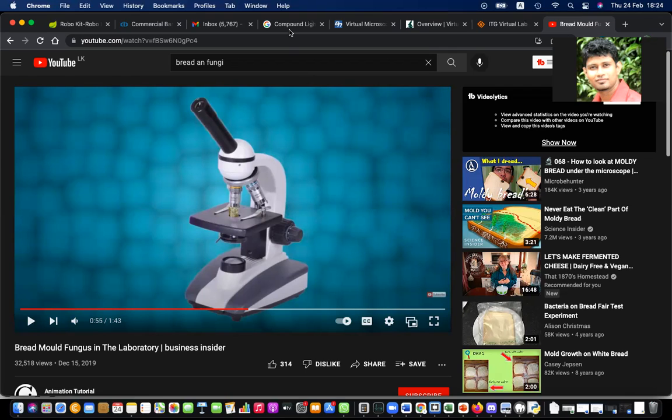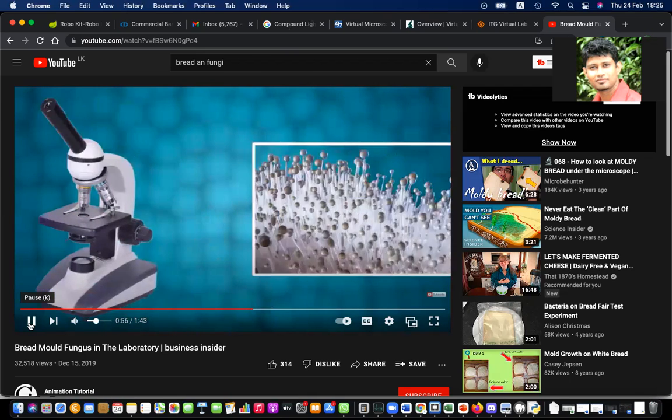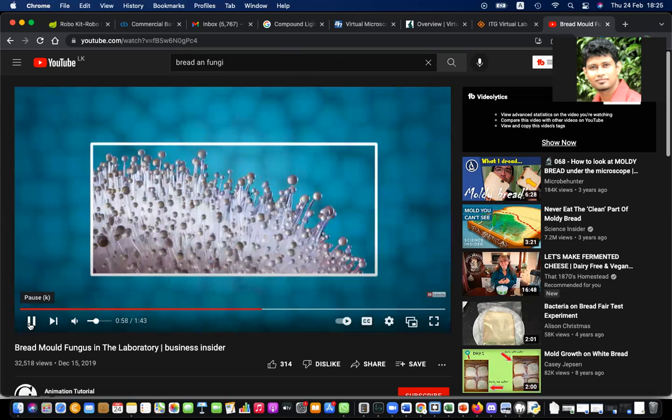So a microscope can be used to observe. We cannot look at this using our naked eye, no. Then we can use a microscope. When you use a microscope, it will enlarge this. Then you can see the fungi.